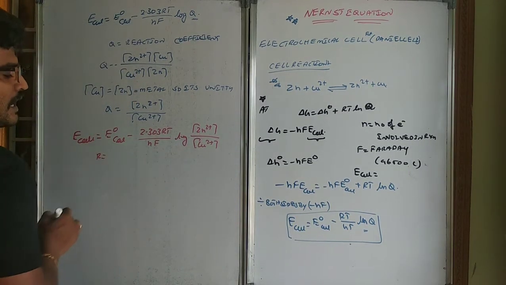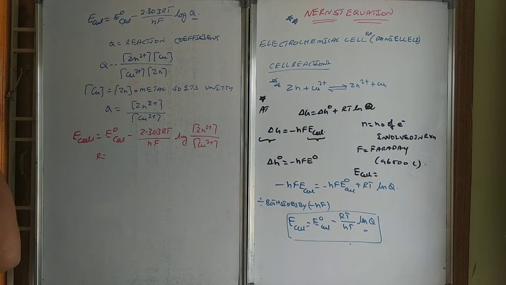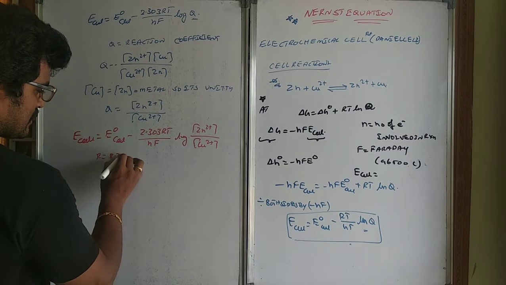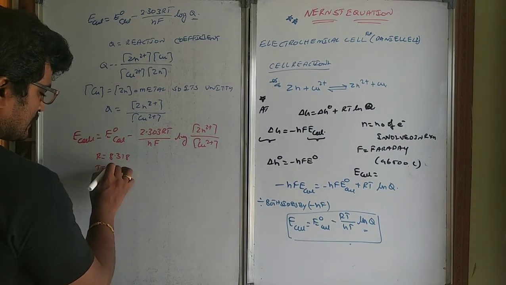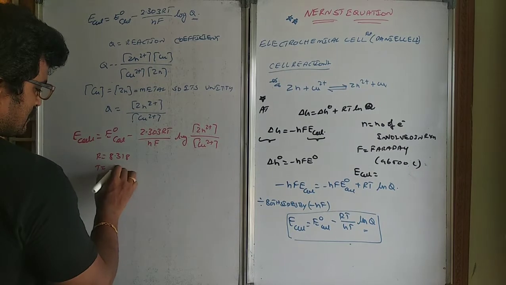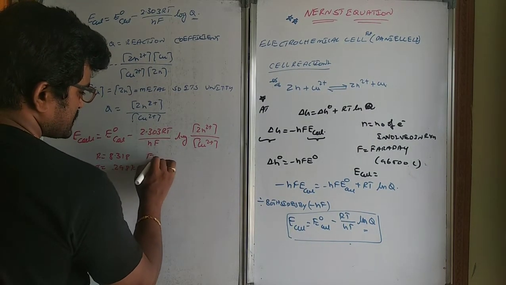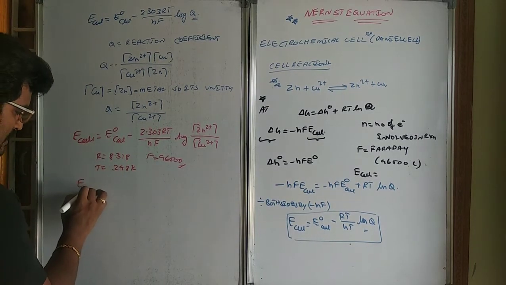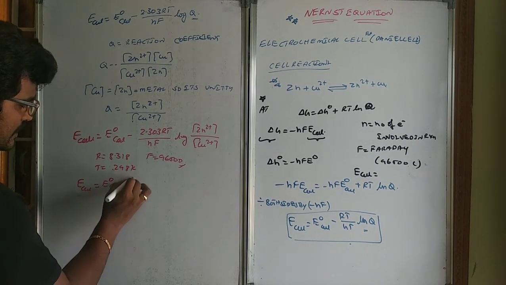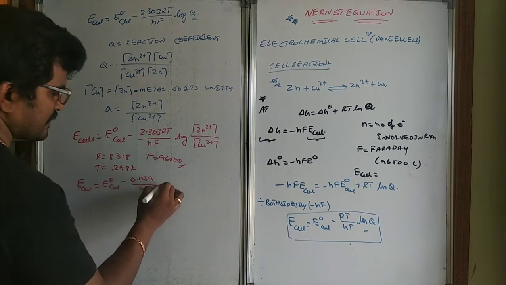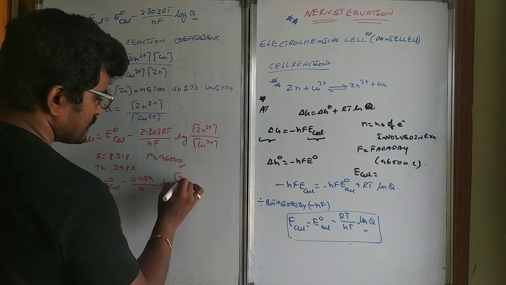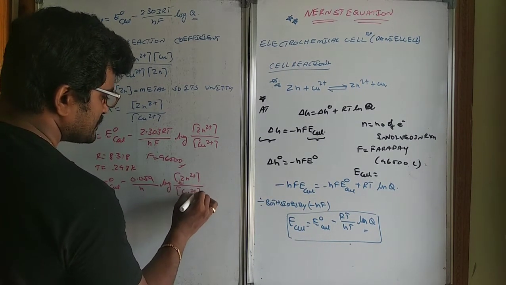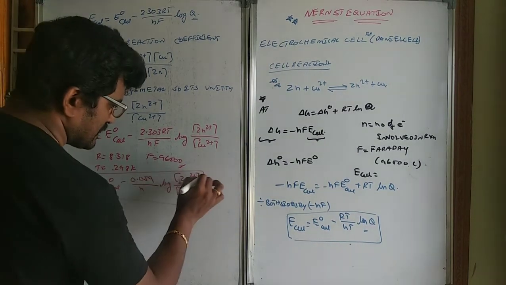You know very well, R is equal to 8.314, T is equal to room temperature, 298 Kelvin, and F is equal to 96,500. If you substitute these values, E cell is equal to E naught cell minus 0.059 by n log of Zn2+ concentration by Cu2+ concentration.